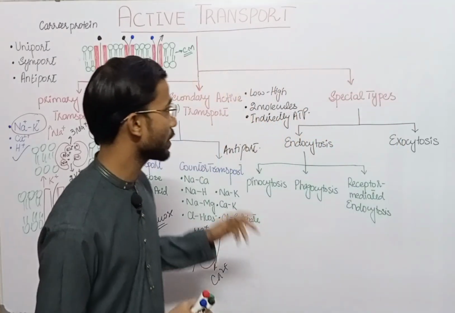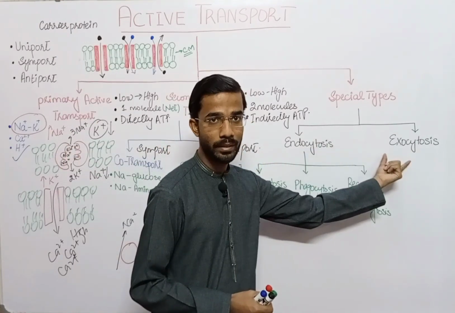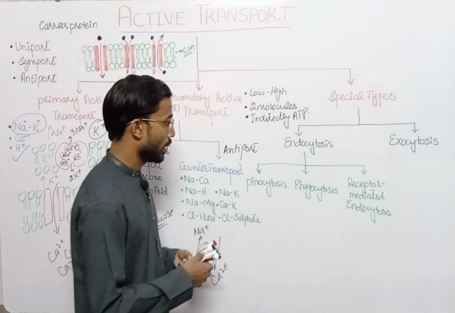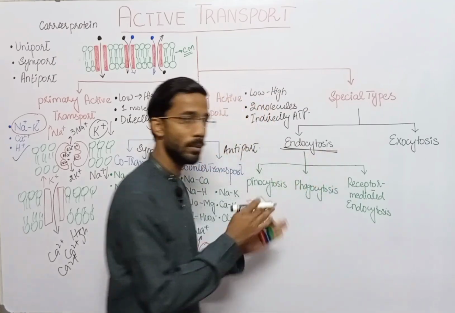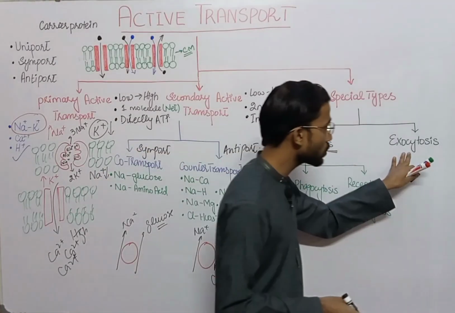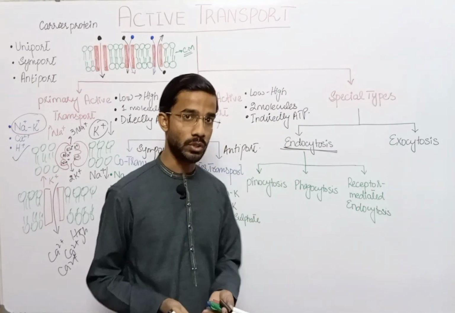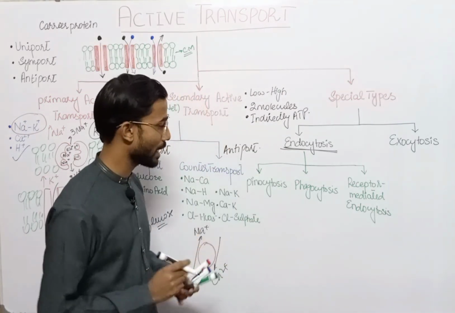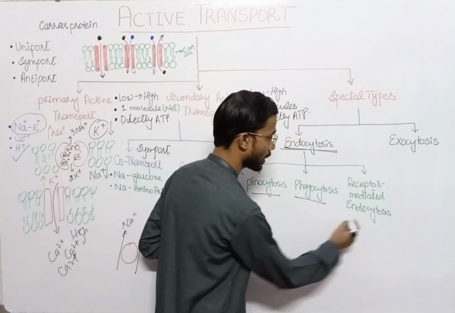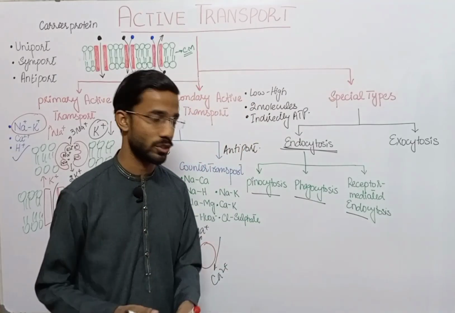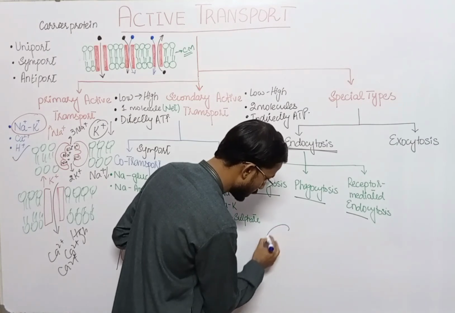So next is the special type, in which 2 categories fall: endocytosis and exocytosis. In endocytosis a substance will move inside the cell, and in exocytosis substances will move outside the cell. In both situations ATP is used, as we are discussing active transport. Endocytosis has 3 categories: pinocytosis, phagocytosis and receptor mediated endocytosis.